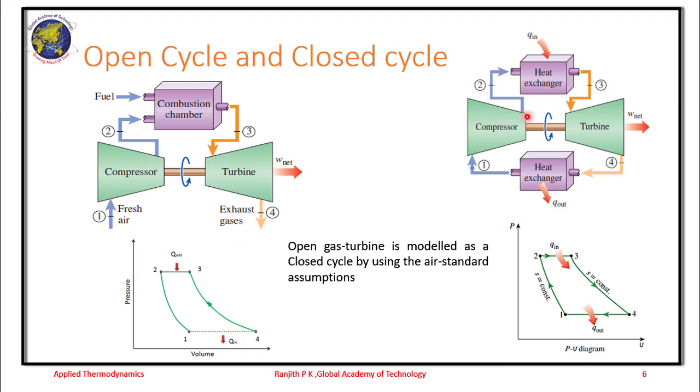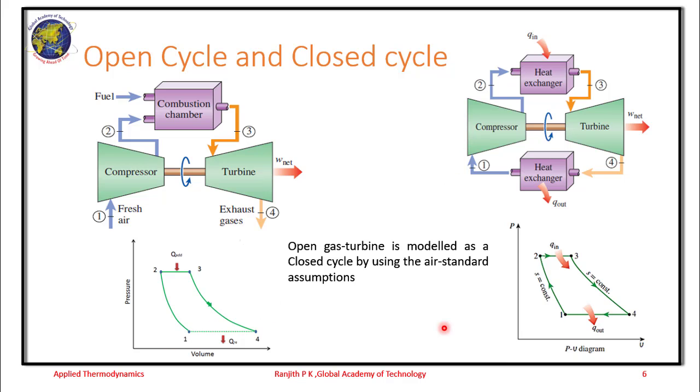In the case of a closed cycle, there is a heat exchanger added at the end of the turbine. So what happens is the same process: compressed air is supplied to the combustion chamber. There is fuel also supplied to the combustion chamber, which liberates hot gases. These hot gases are made to pass to the turbine. The turbine blades are made to rotate. The net work is extracted. The exhaust is made to pass through a heat exchanger, which takes out the heat, and the cold air is sent back to the compressor again.